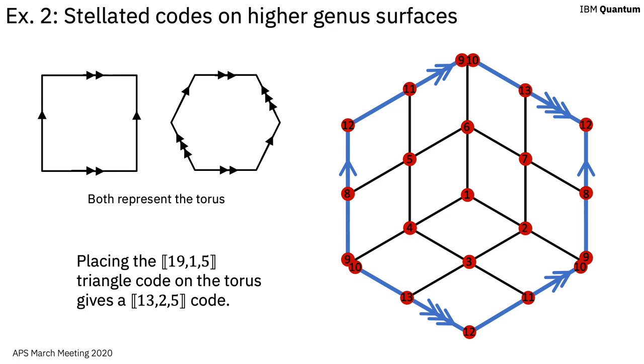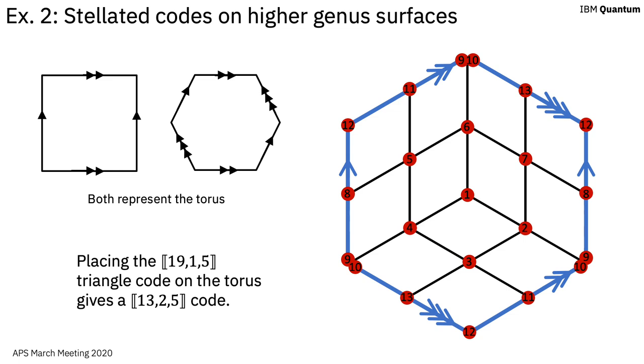So the key observation here is that if I take a square and associate its opposite sides, that represents a torus, of course. But likewise, if you take a hexagon and associate the opposite sides, that also represents a torus. So if we look over on the right-hand side at the triangular surface code, we imagine this triangular surface code as a hexagon, and we associate opposite edges, then we've embedded this onto a torus.